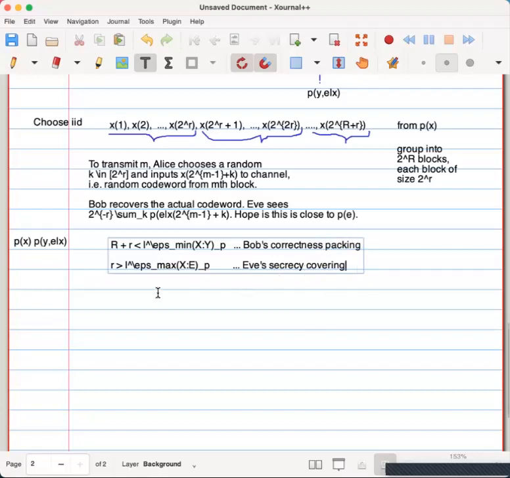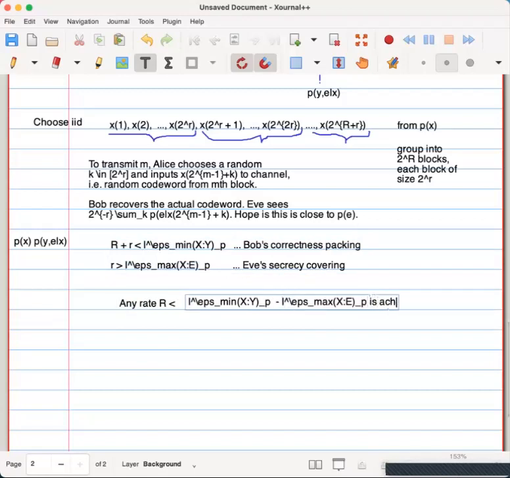Okay. So what I have finally shown is that any rate R less than this is achievable. The next lecture will show that this is also tight, at the one-shot level. But yes, any rate less than this is achievable.